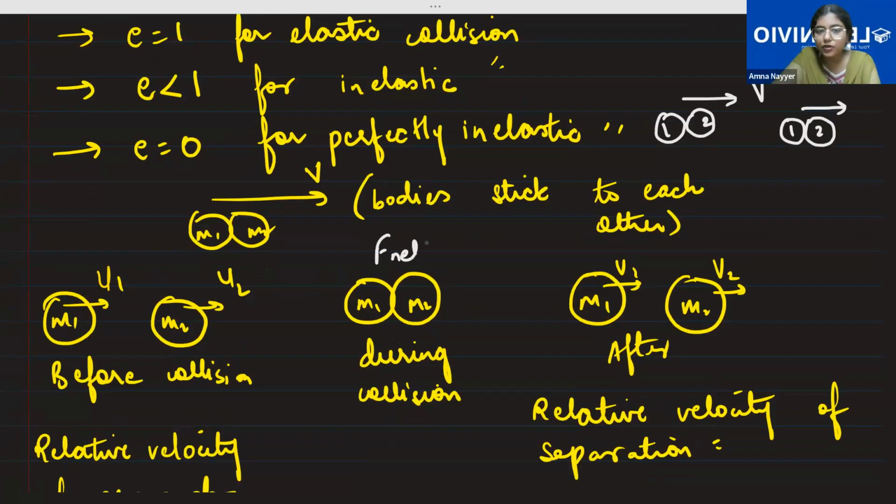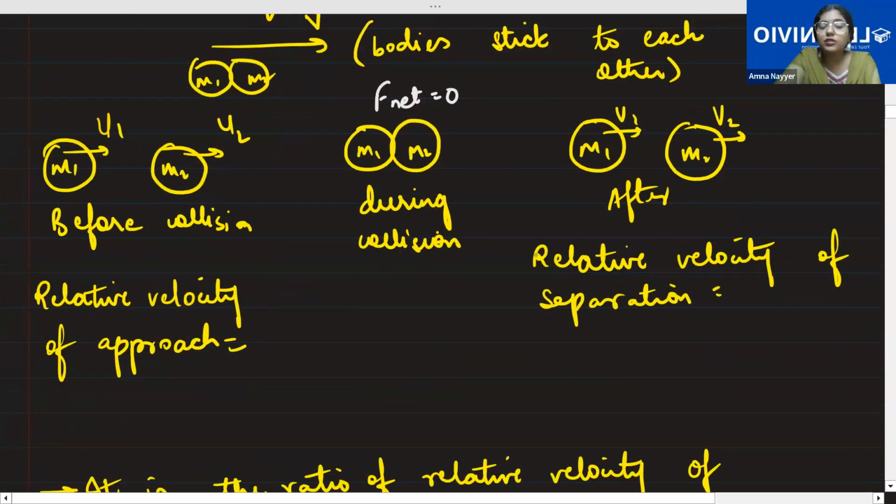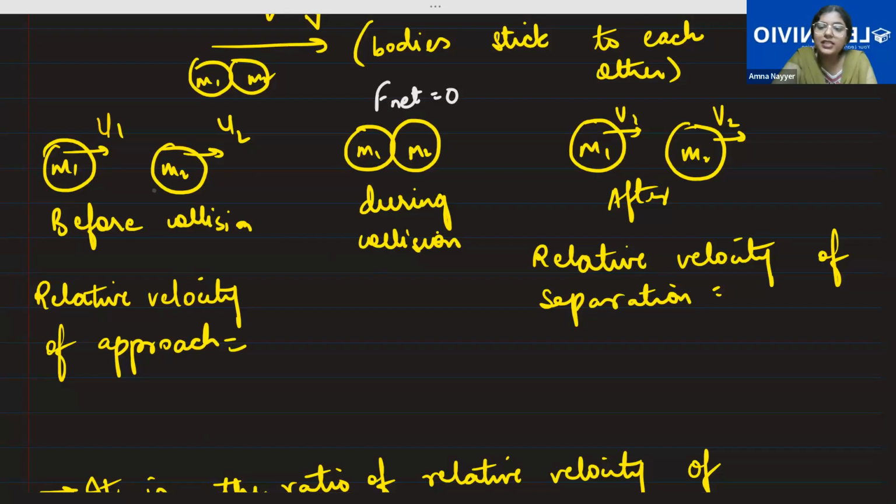Here, the net force will be 0 after they have their individual velocities. So the relative velocity of approach, relative velocity means the velocity with respect to each other. So for relative velocity, we subtract the velocity. Now, here u1 is lagging behind. Then they'll never be able to collide. So u1 has to be greater than u2 in this case. So we'll write u1 minus u2 here.